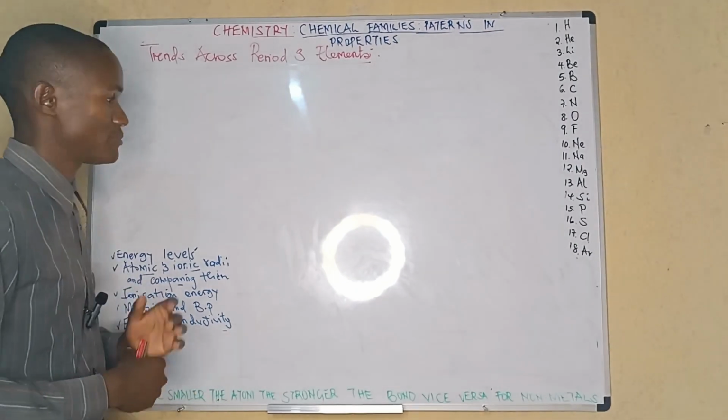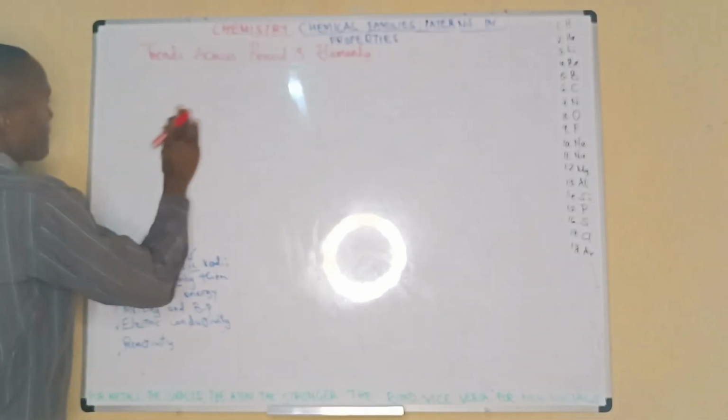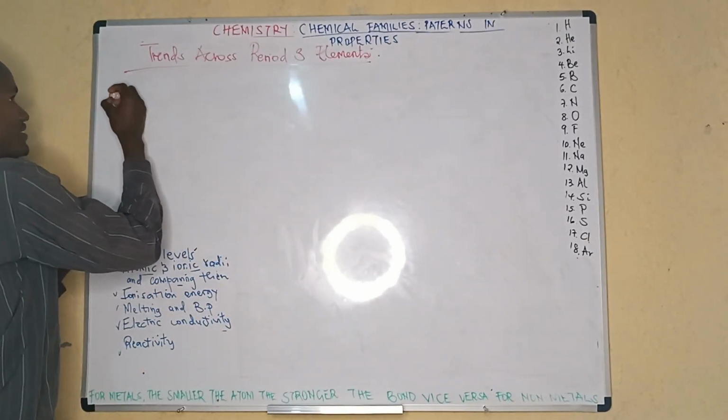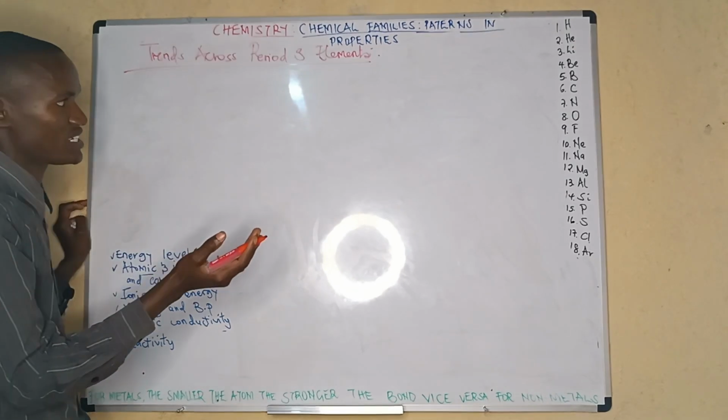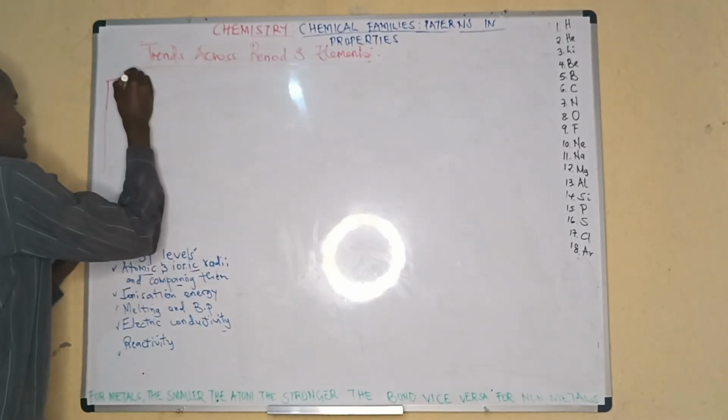Trends across period 3 elements. So I will very fast draw the table here, the periodic table. We said it is very important to know how to sketch it by yourself. That is what I'll be doing.